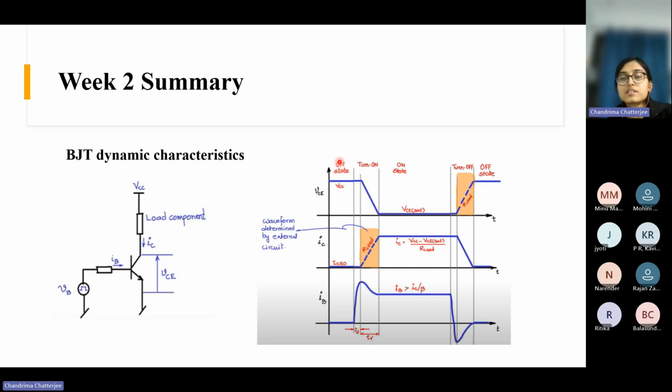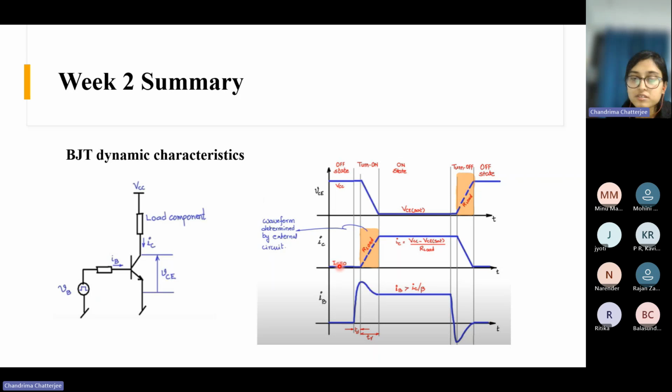The first one is the off state. Off state means the cutoff region that I already showed you. In the cutoff region, ideally there is no base current, so base current is zero, and no current flows through this device. But obviously, as I already mentioned, there is some small amount of leakage current ICO, but this value is very small.